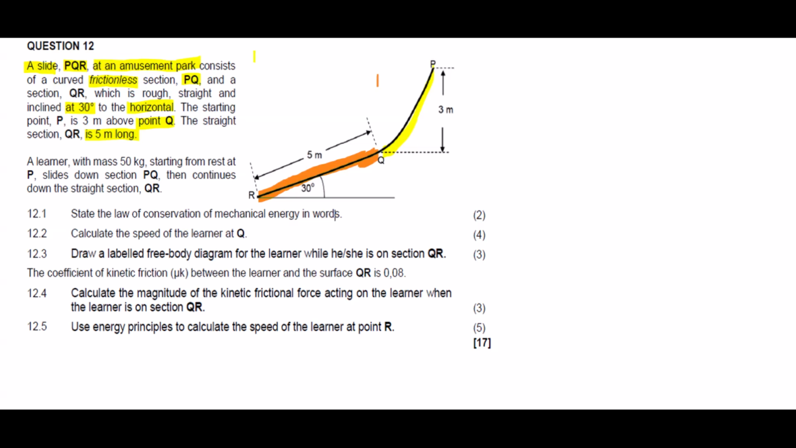So a learner with a mass of 50 kg. This is much more practical, you can have a picture of this learner. We're saying that the learner is starting from rest. If the learner is starting from rest, we know the initial velocity of that learner at point P. That learner's velocity at point P is going to be 0 meters per second. So we have some information there.